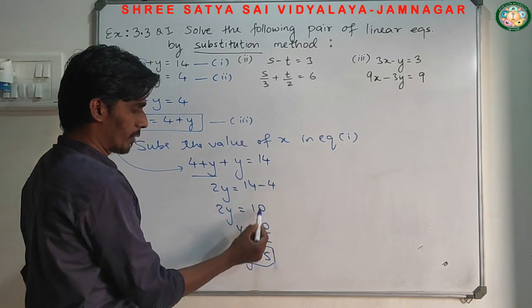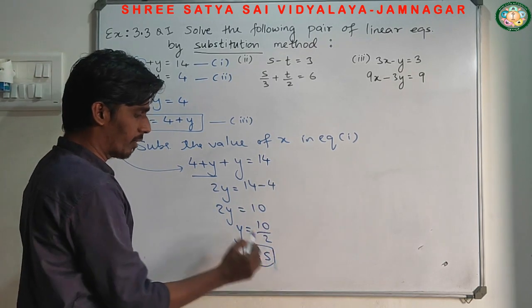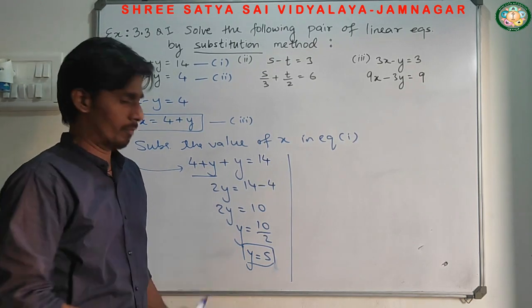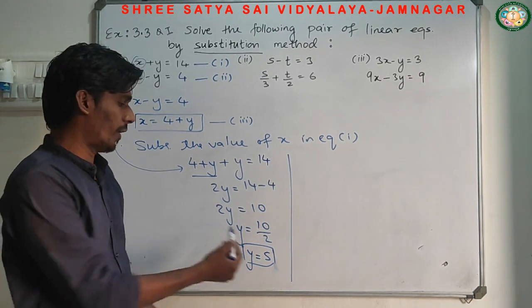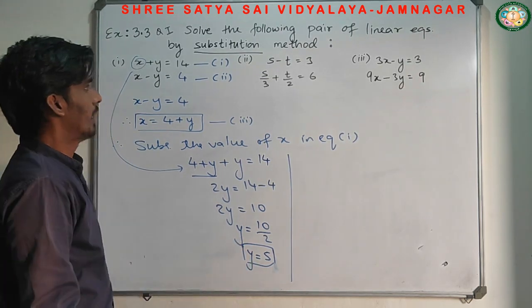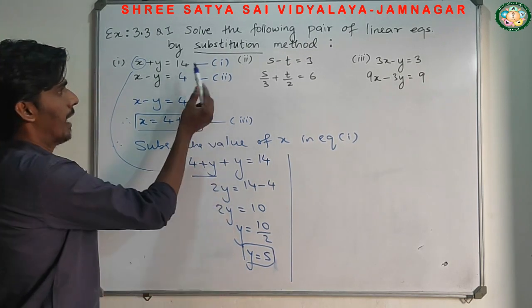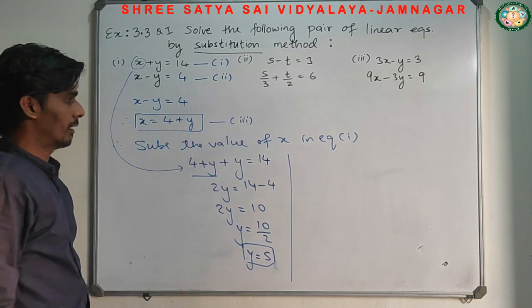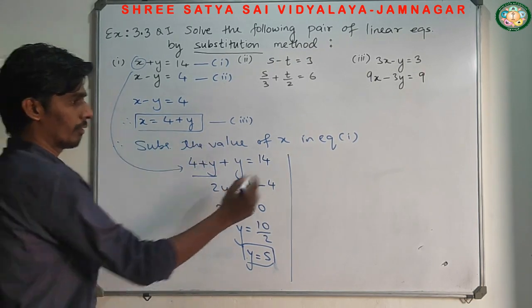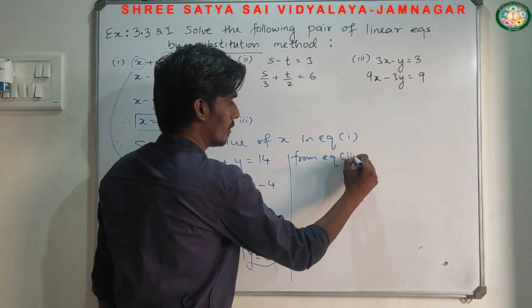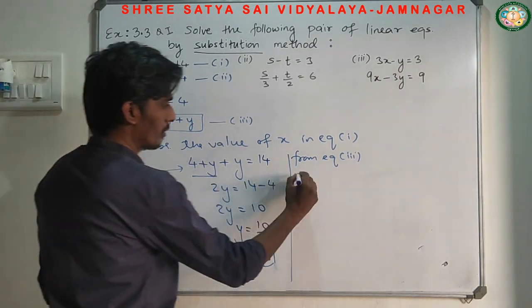So this is 14 minus 4, which is 10, and 2 goes to the denominator. I got the value of y. Now what do we have to do? I have to find the value of x. In any of the equations, you can substitute the value of y, either in the first, second, or third. I am going to use the third one, from equation 3.